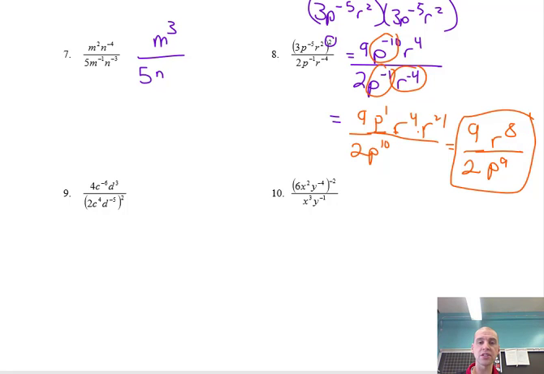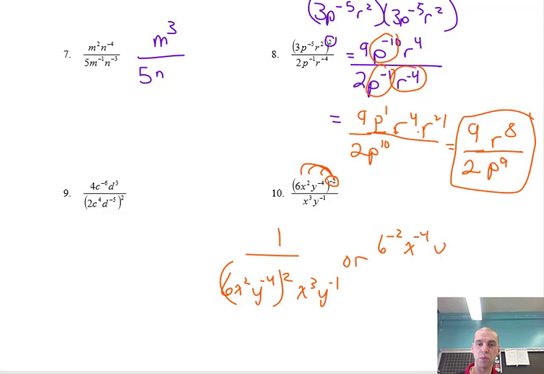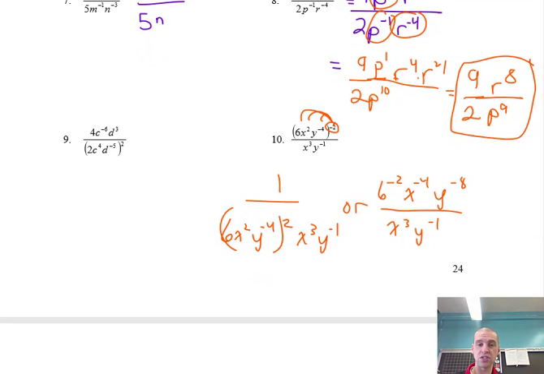For number 10, there's two ways to look at this. One, we have a negative 2. I could move that right to the denominator right away. So 6x squared y to the negative 4 all squared, x cubed y to the negative 1. Or we could distribute first, that negative 2 to each term. So I'm going to get 6 to the negative 2nd, x to the negative 4th, y to the negative 8th, all divided by x cubed y to the negative 1. Either way will give us the same answer.